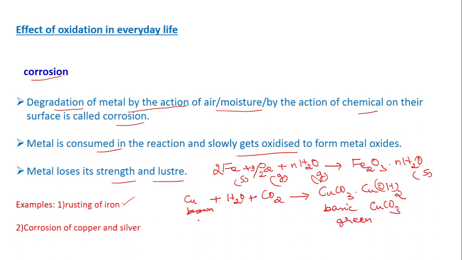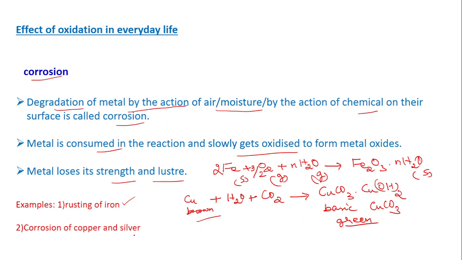In the brown colored copper vessels you can observe green colored patches. That is due to the formation of basic copper carbonate. Now how to remove this? You can remove this easily by applying lemon juice or tamarind juice. In tamarind juice, acid is there. Acid will combine with the base to form a salt. That salt can be easily removed by rinsing in the water.